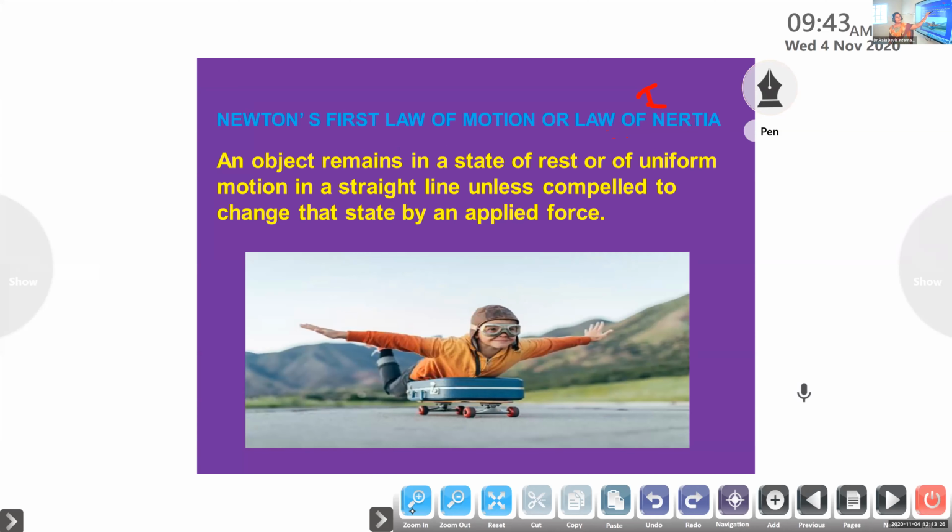An object remains in a state of rest or of uniform motion in a straight line unless compelled to change that state by an applied unbalanced force. You can see this picture. It is also Newton's first law. The girl is skating on a skateboard. She moves with uniform motion without falling. So that is Newton's first law.